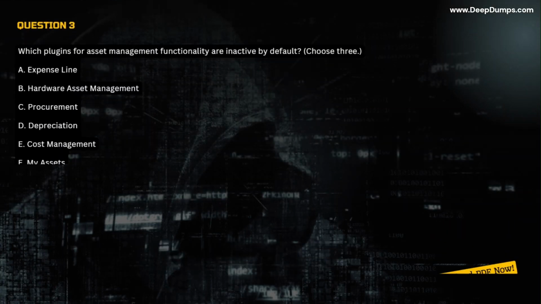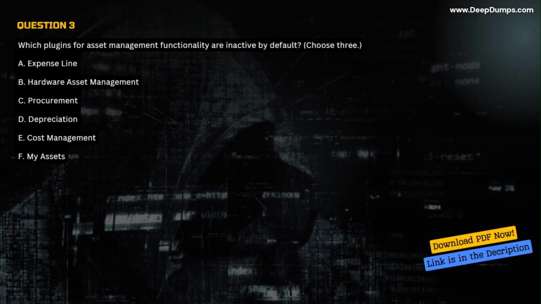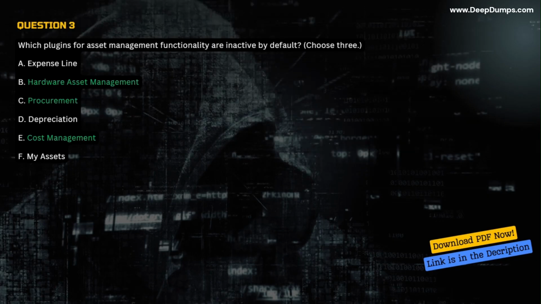Question 3. Which plugins for asset management functionality are inactive by default? Choose 3. A. Expense line. B. Hardware asset management. C. Procurement. D. Depreciation. E. Cost management. F. My assets. Correct answer B, C, and E.